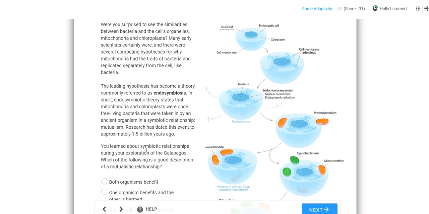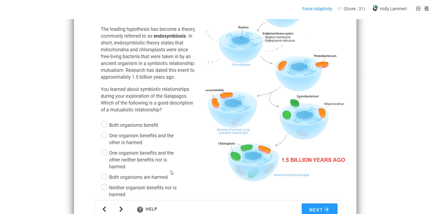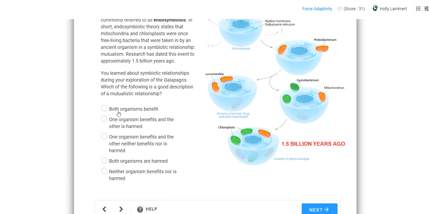Which of the following is a good description of a mutualistic relationship? Is it that both organisms benefit, one organism benefits and the other is harmed, or one benefits and the other is not harmed? That would be commensalism. This other one here, one benefits and the other is harmed, is parasitism. Both are harmed, or neither organism benefits nor is harmed. So here would be both organisms benefit.